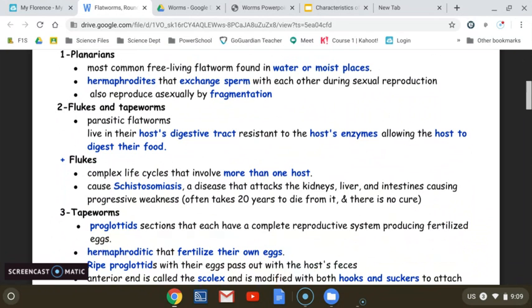It causes schistosomiasis, a disease that attacks the kidneys, liver, and intestines, causing progressive weakness. It often takes 20 years to die from it, and there is no cure.